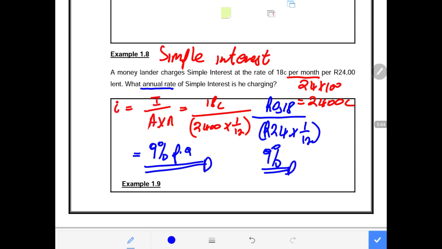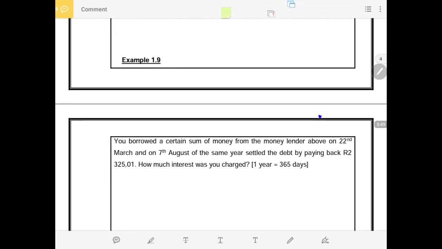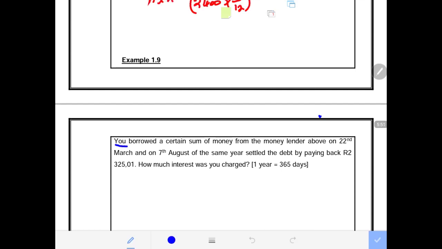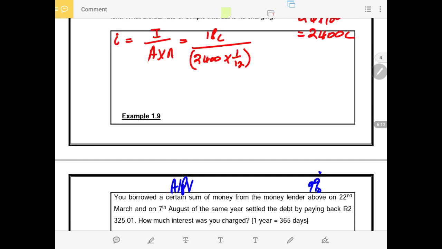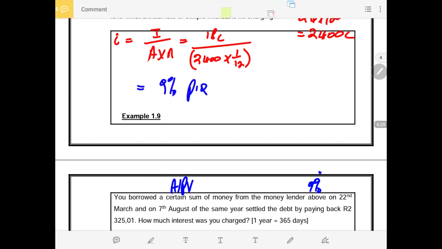So now we get 9% in the scenario. Then we go to 1.9. 1.9 says you borrowed a certain sum of money. Do we know how much was borrowed? We don't know. But we know that the certain sum of money is the amount or the present value from the money lender above, meaning from the same money lender who charges 9% interest, because we have discovered that the money lender is charging 9% per annum.